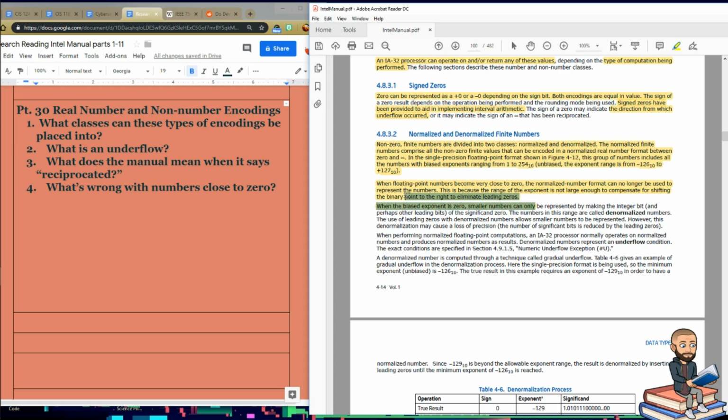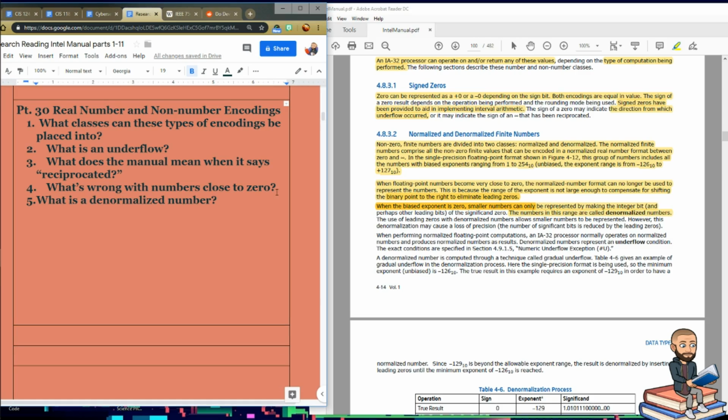And I just noticed that they're calling it binary point instead of decimal point, and I guess that makes sense. Well, when the biased exponent is 0, smaller numbers can only be represented by making the integer bit and perhaps the other leading bits of the significand 0. The numbers in this range are called denormalized numbers. And I guess that makes sense, going right back to the whole purpose behind scientific notation.